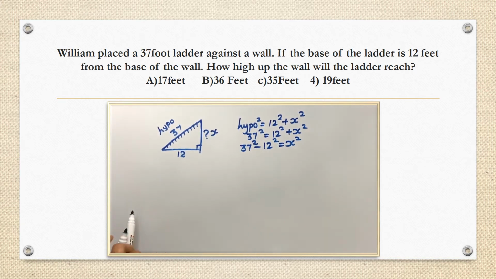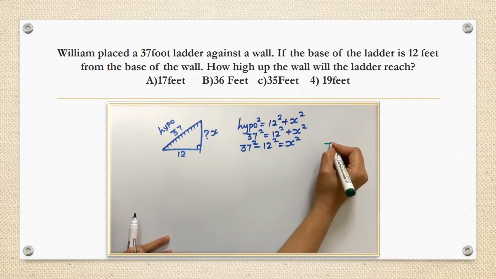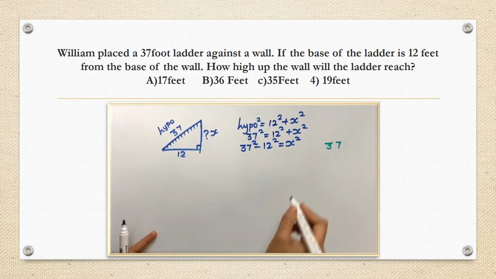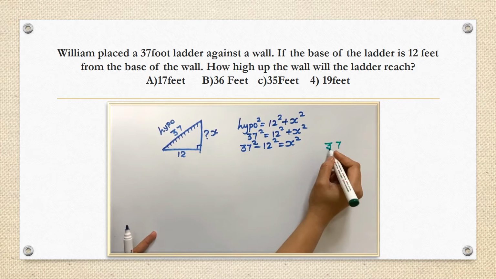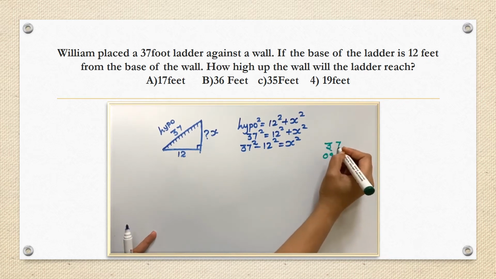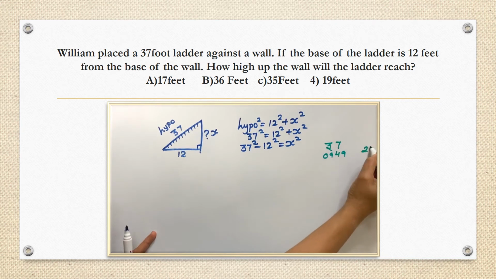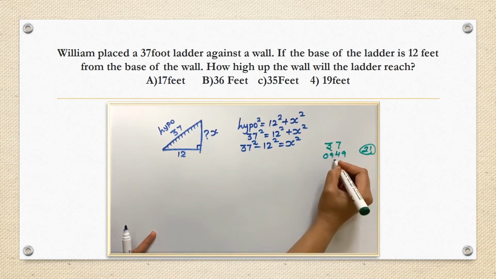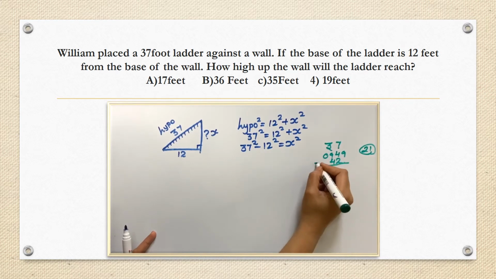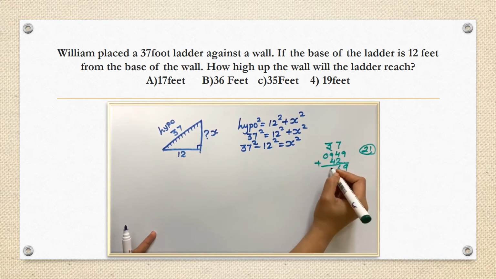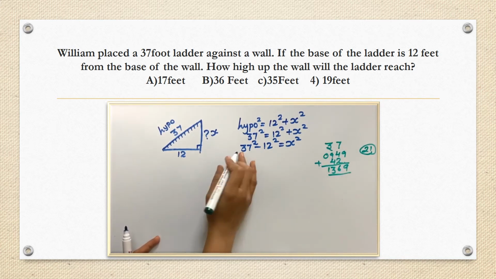To find 37 square, take 3, 7. Then the square of 3 is 9, the square of 7 is 49. Then 3 into 7 is 21, double it, so it becomes 42. Leave this one's place and write here 42. Then add it, so 9, 6, it's 13. 1369 is the square of 37.